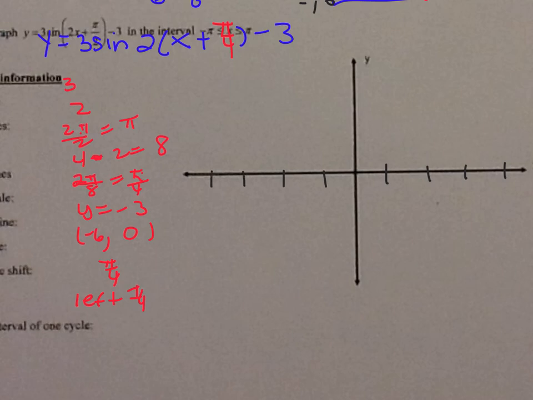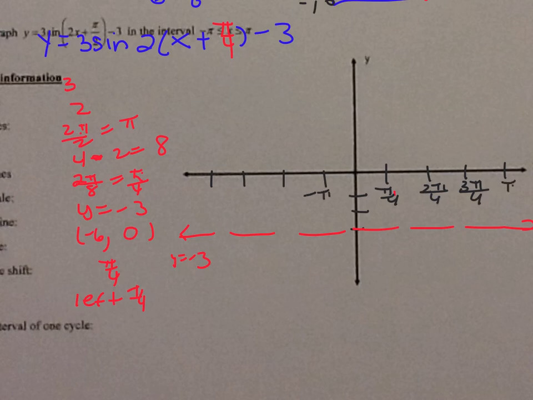All right, so my midline is y is equal to negative 3. Let's label this. I have pi over 4, 2 pi over 4, 3 pi over 4, pi, negative pi over 4, negative 2 pi over 4, negative 3 pi over 4, negative pi. And since I'm at negative 3, I'm going to go up to 0 and down to negative 6. And 0 there.